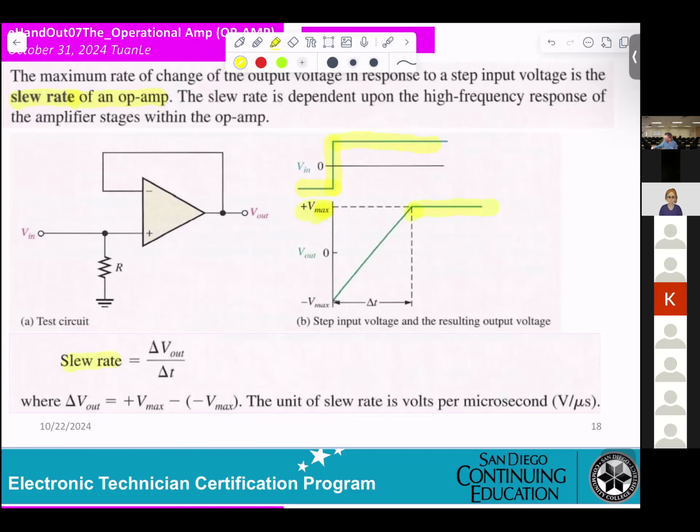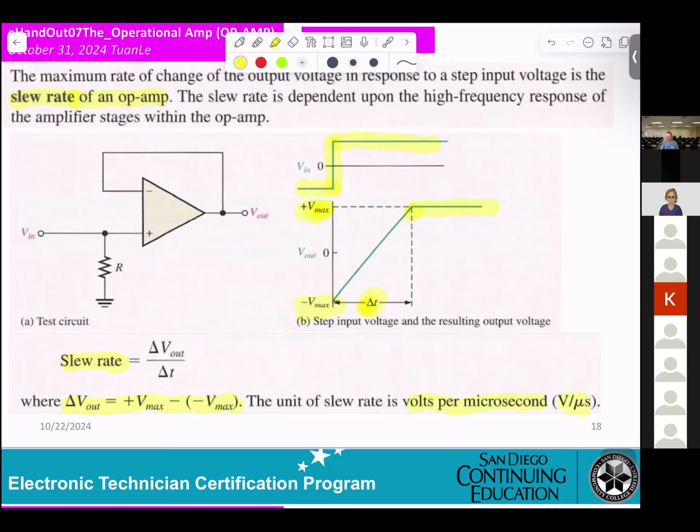That's what they're talking about, the slew rate. It is calculated by taking the delta V out divided by delta t. This is the delta t. Now, delta V out equals the positive maximum minus the negative maximum. That's the V maximum. That's the minus V maximum. The unit of slew rate is volt per microsecond.